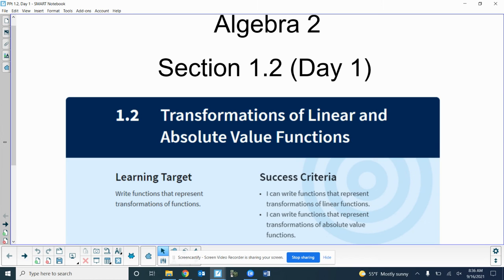Our target is to write functions that represent transformations of functions. So we're going to rewrite. We've done the graphing stuff. Now we're going to write the equations that go with it. I can write functions that represent transformations of linear functions, and you will be able to write functions that represent transformations of absolute value functions.